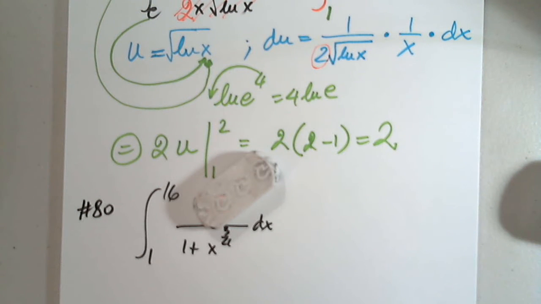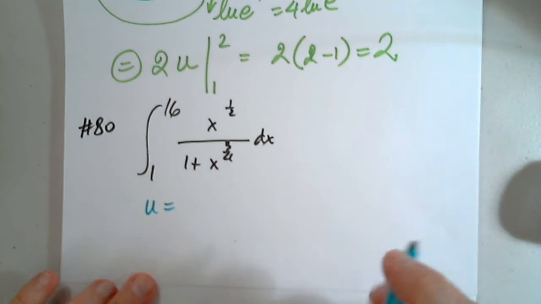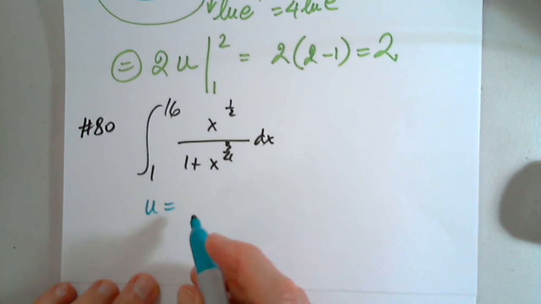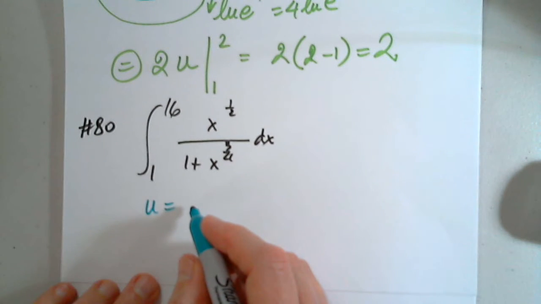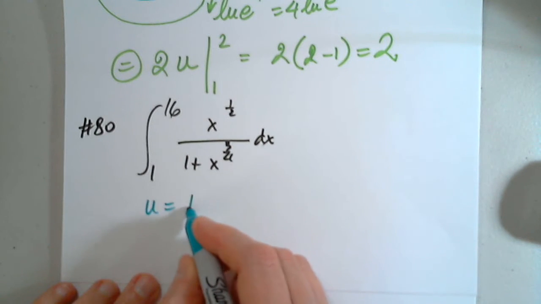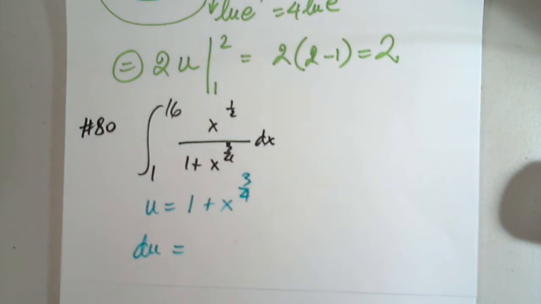The top is not a problem. Anyone? Any suggestions? U1 plus x to the 3/4, and hope for the best. Hope that du will not be a problem. And if the problem is a number, that's never a problem. A factor can always be made up.